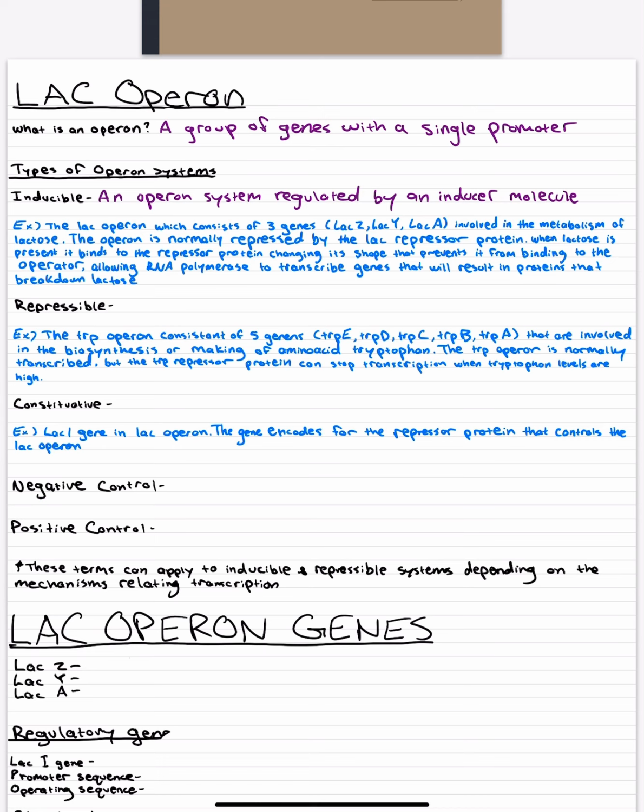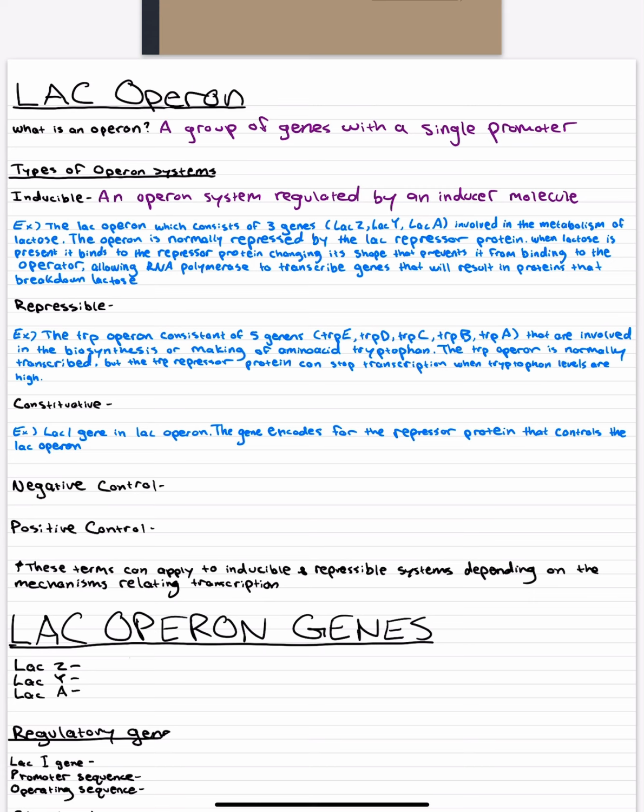For repressible operon systems, that's a type of operon regulated by a repressor protein that binds to the operator and inhibits transcription. The example that I like to give of that is the tryptophan operon, which consists of 5 genes that are involved in the biosynthesis, or the making, of the amino acid tryptophan. The tryptophan operon is normally transcribed when there are low amounts of tryptophan in the environment.